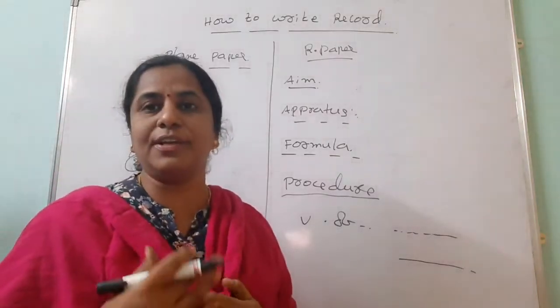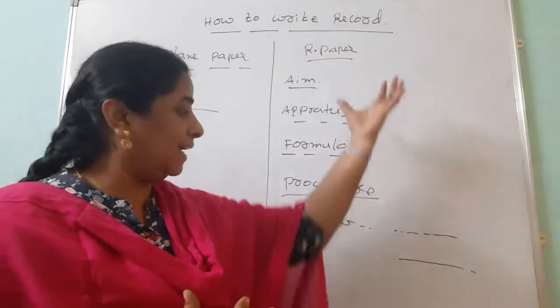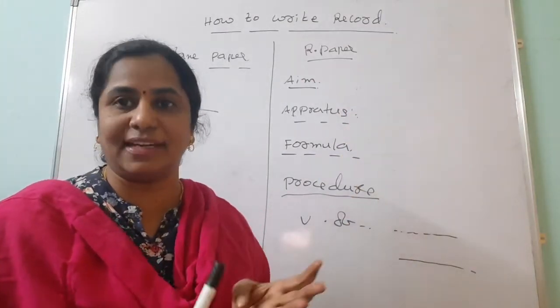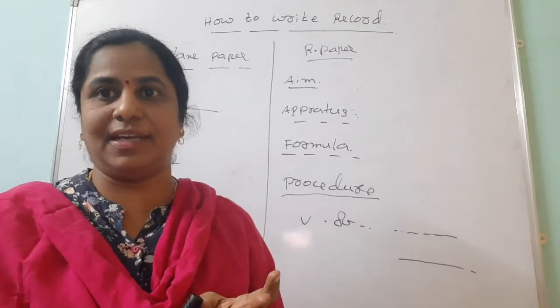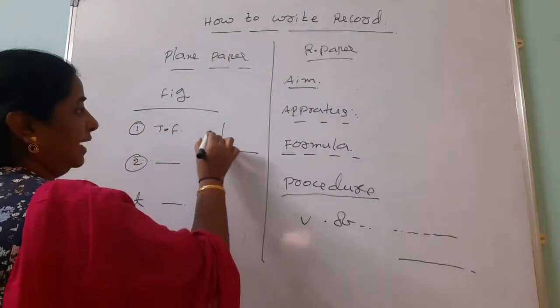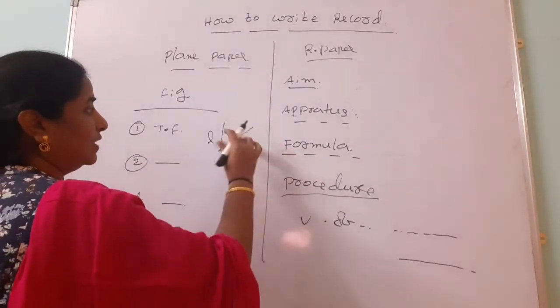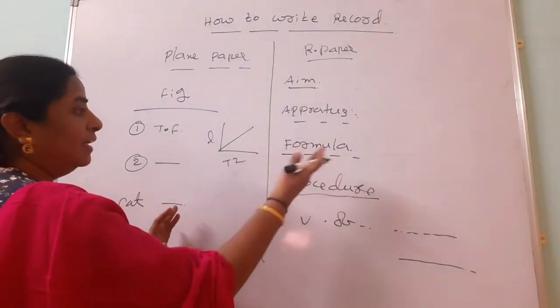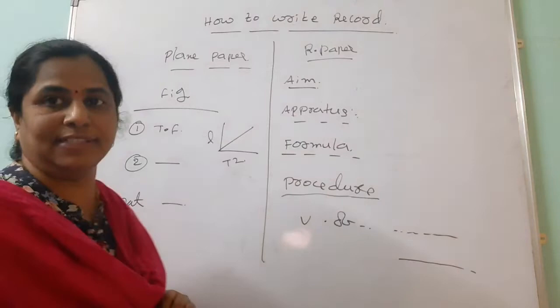Suppose we are doing the simple pendulum experiment. We can observe the same thing, but extra we are getting graphs. At that time we have to draw model graphs here. Suppose an L-T square graph is there, you have to leave this drawn. Then the graph sheet we can staple onto this.